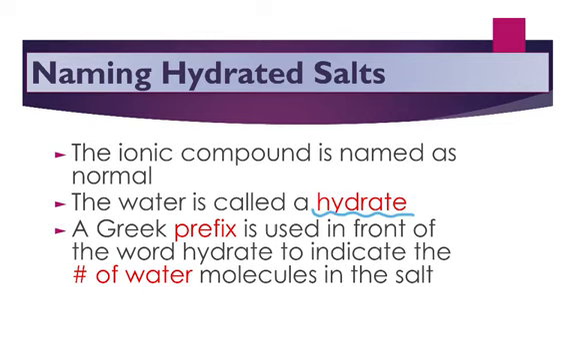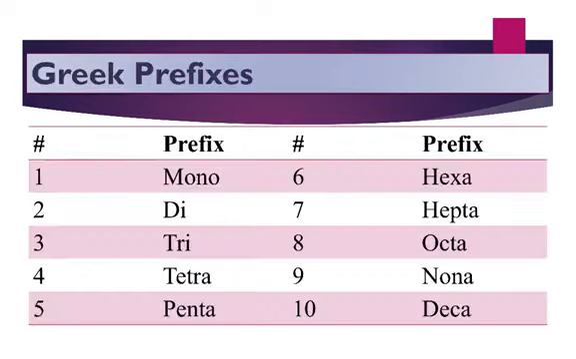and they're called hydrated salts. So all we're going to do is name the ionic compound the way we always do, but then we're going to add the word for the hydrate. So we're going to say how many hydrates we have by using Greek prefixes. They are the same ones we use for covalent bonding, so we'll revisit these shortly as well when we do covalent bonding, but we're going to use them now to say how many waters are in the formula.